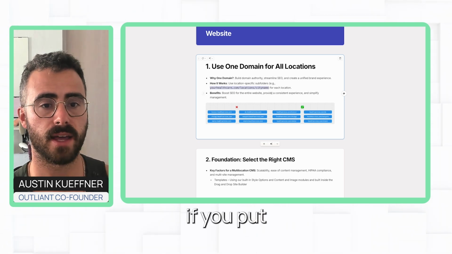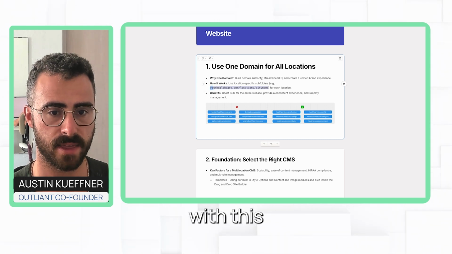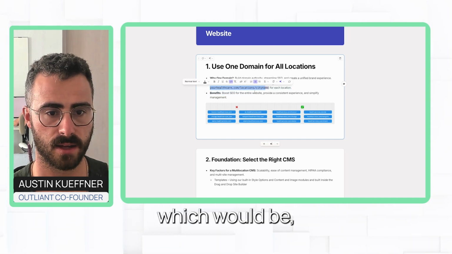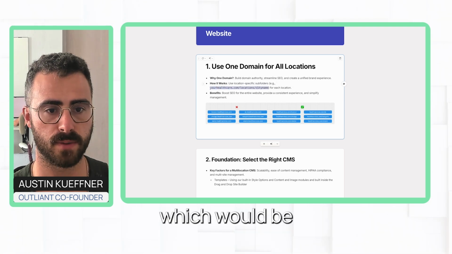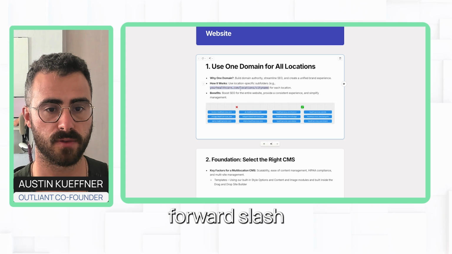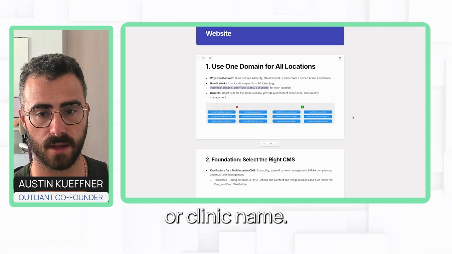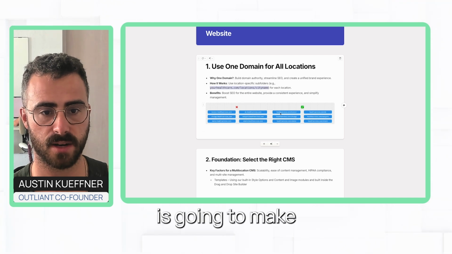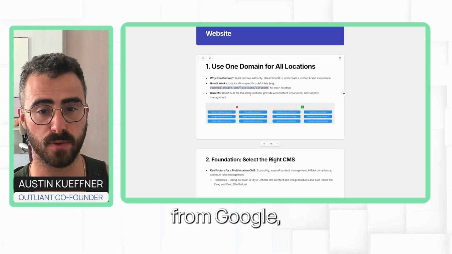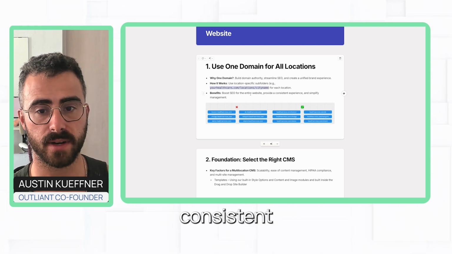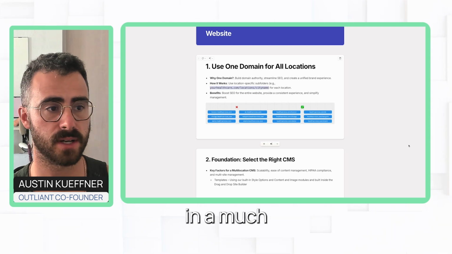Compared to if you put all of your locations under a single domain with this URL structure, which would be your business name /locations/city name or clinic name. Essentially, using this structure is going to make your website much bigger, which will provide more SEO juice from Google, provide a better and more consistent experience, and simplify the management of your website in a much easier fashion.